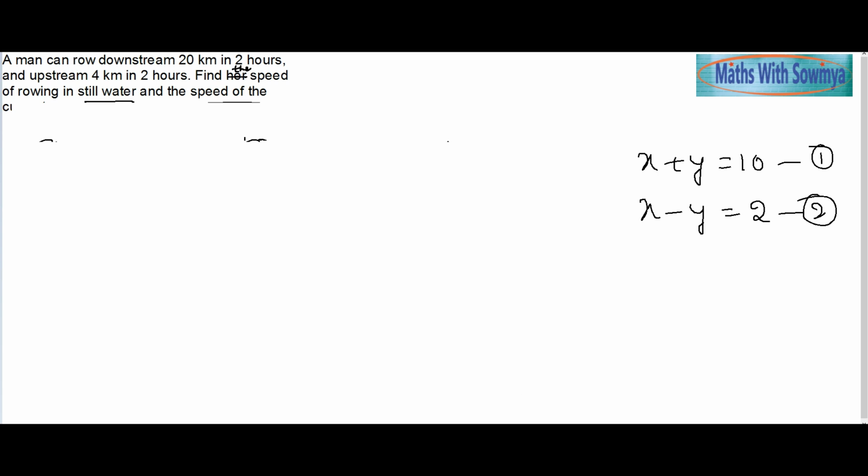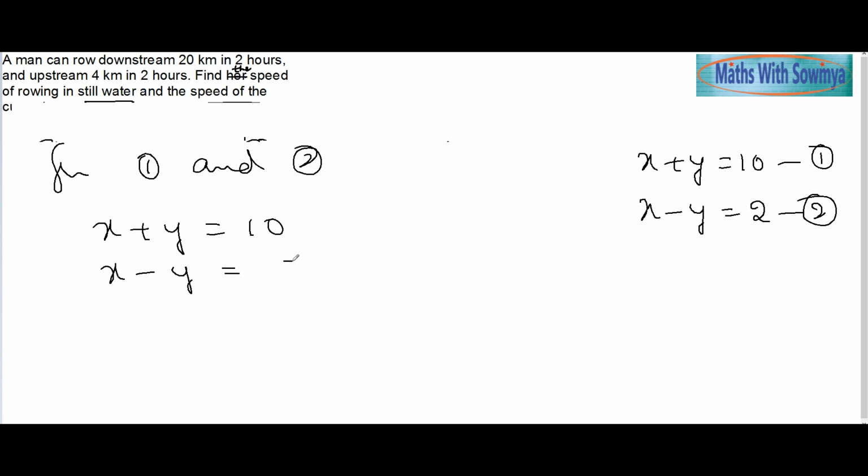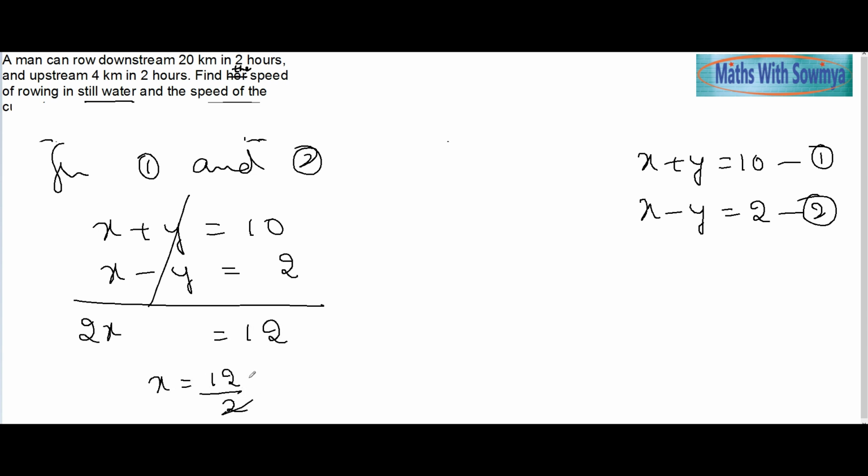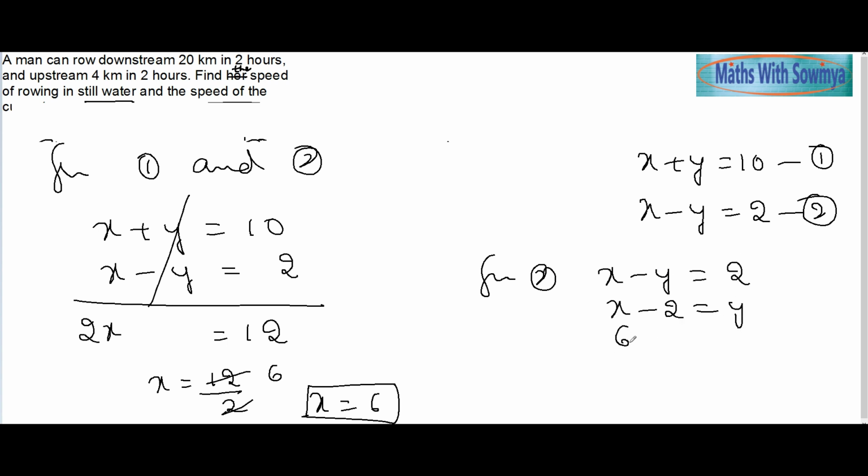From 1 and 2, equation 1 is this, equation 2 is this. Now, you can add and cancel. 2x is 12, x is 12 by 2, so you will get 6. So x is equal to 6. We can find y also using any of the equations. From 2, x minus y is equal to 2, so y is x minus 2, which is 6 minus 2. y is equal to 4.